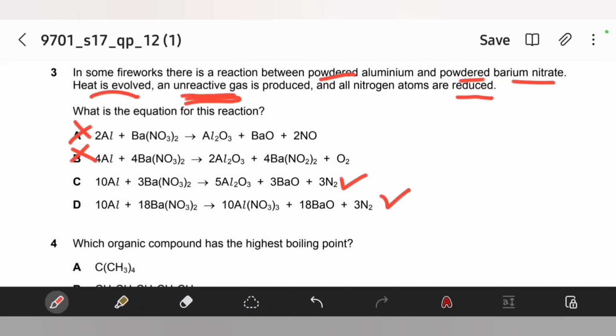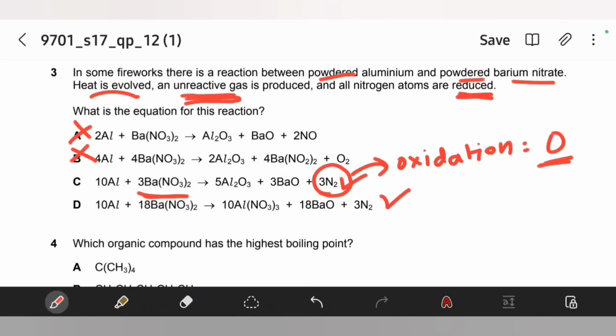Since they have told us that all the nitrogen atoms are reduced, and we know that here nitrogen has an oxidation number of 0, meaning whatever the oxidation number here was, it has all reduced to 0. But in this equation, some of the nitrogen is in the form of this compound. That means not all nitrogen are reduced. Hence, the answer would be C.